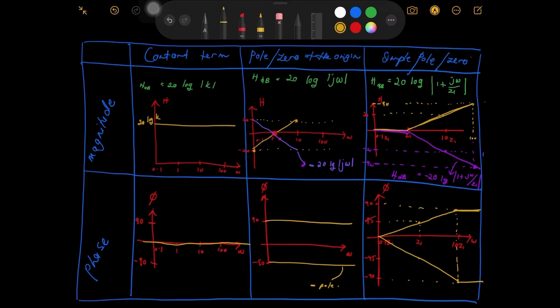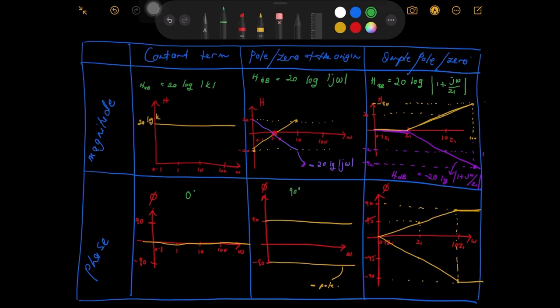And the other line is for the negative value of simple pole 0. So if you have negative 20 log 1 plus j omega over Z1, the line will go down. Just the mirror image. I'm sorry for the same color, it is kind of confusing. I should use purple color for the line going down.